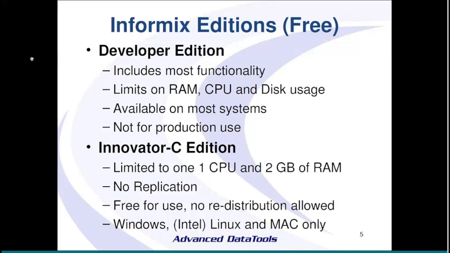So if you have something that you're starting small, you want to get going with it, you want to use it, and it is going to be in production, Innovator C is available. It's available for Windows, Linux on Intel only, and they actually have a Mac port for it. It is not available for ARM, unfortunately, but it is out there and available.